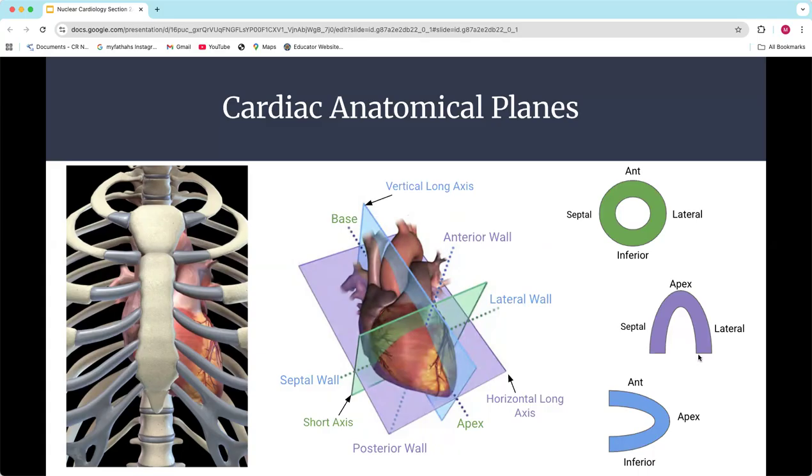When we go over then into the vertical long axis, which slices from the lateral wall towards the septum, they're going to do the same thing. They're going to try to keep the walls that we can view in that plane in the same anatomical area. So now you've put the anterior wall anterior, the inferior wall inferior, and that puts the apex over to the right side and the base to the left side.